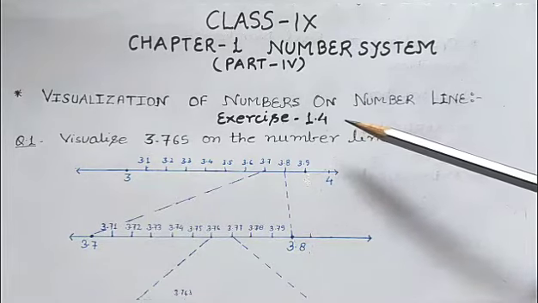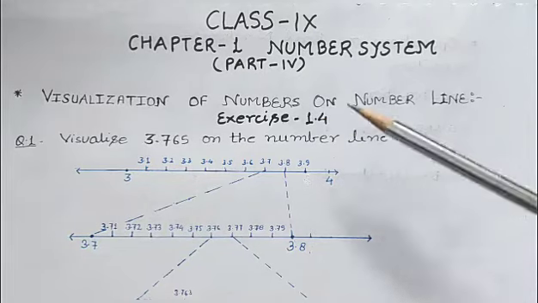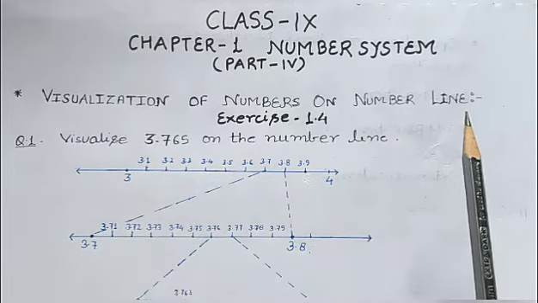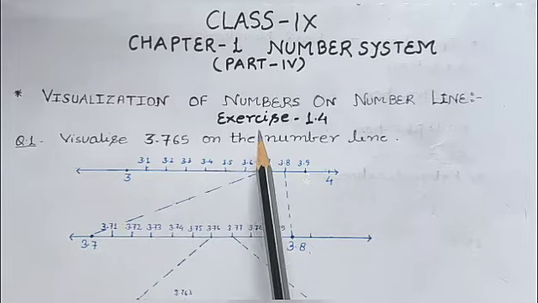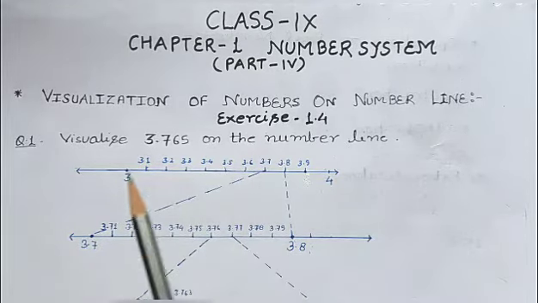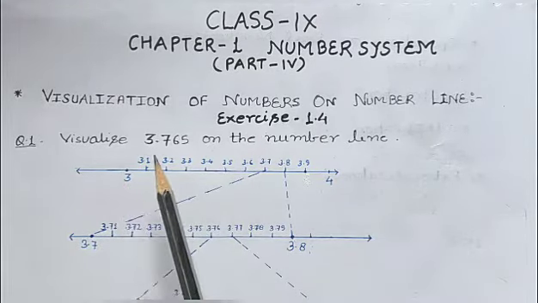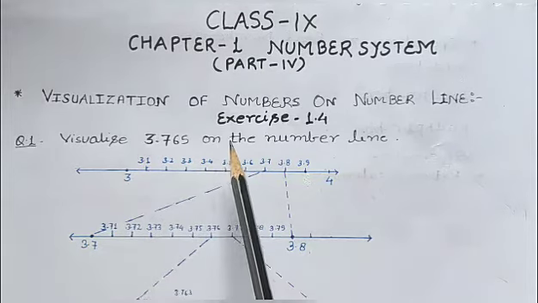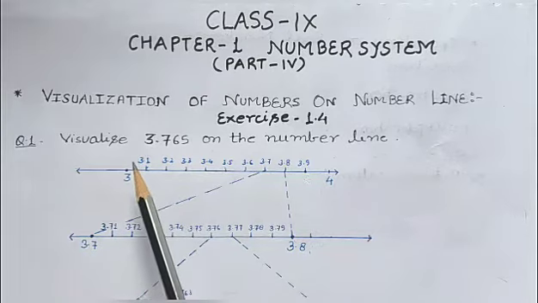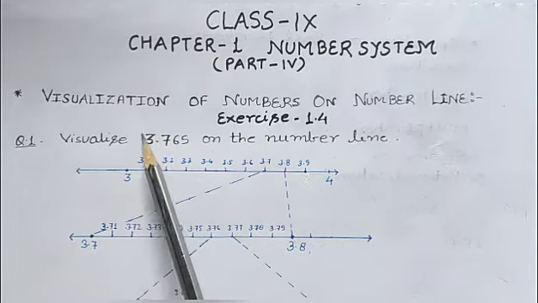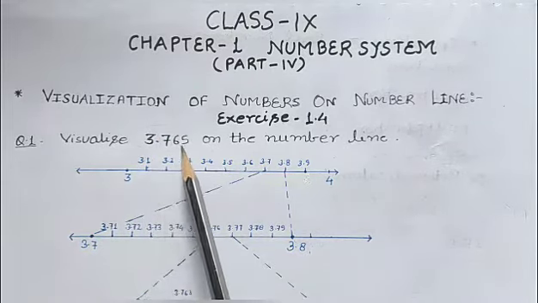So the topic for exercise 1.4 is visualization of numbers on number line. So we will understand this topic with the help of the first question of exercise 1.4, and the question is: visualize 3.765 on the number line. Visualize means you have to clearly show this number on the number line.